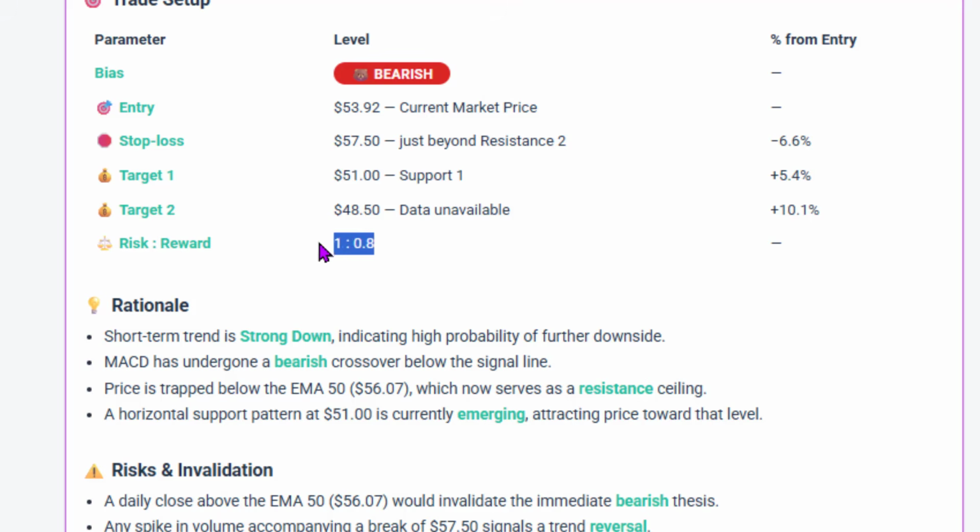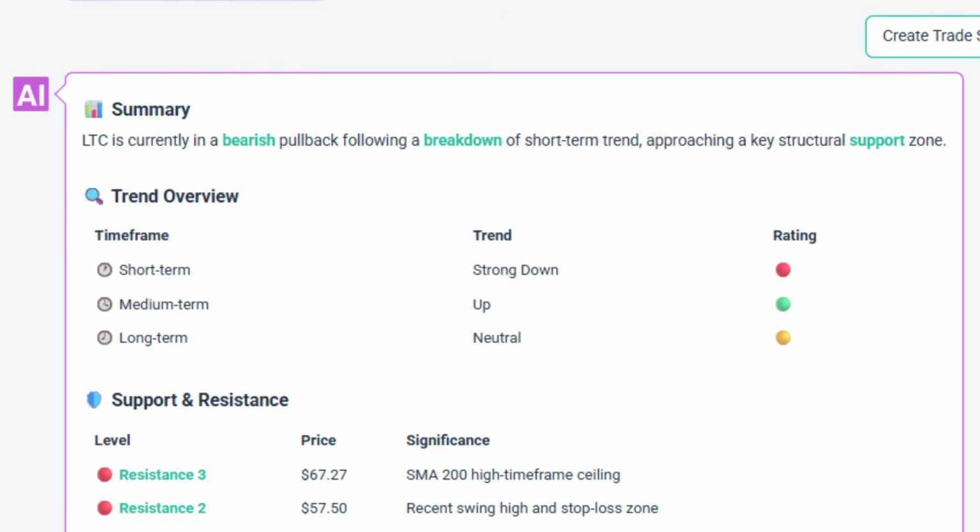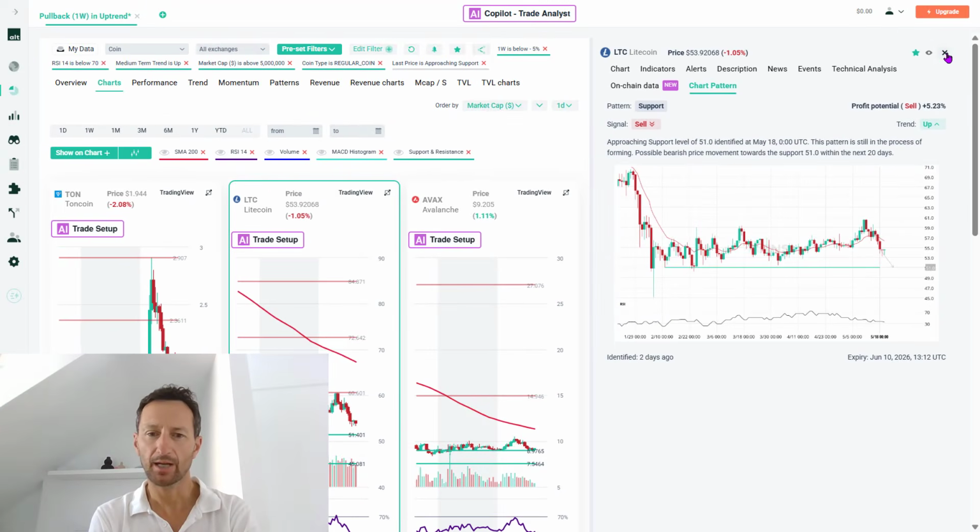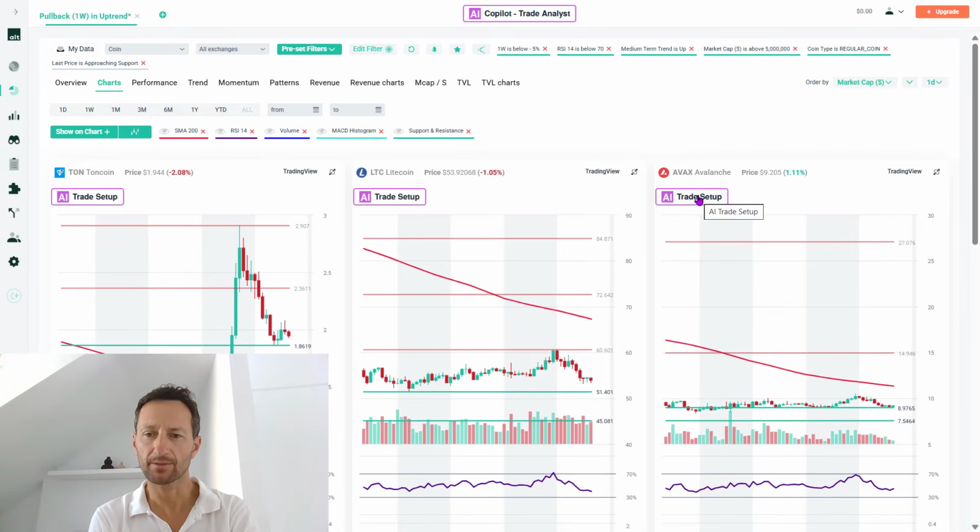Interesting. But look at that risk reward ratio. Not very attractive. 1 to 0.8. So this is a no for me, obviously. We need a 1 to 2 risk to reward trade-off. So yeah, this is a no here. Let's check out AVAX.